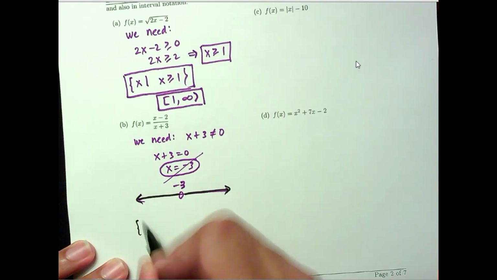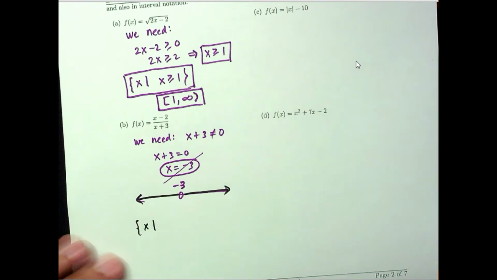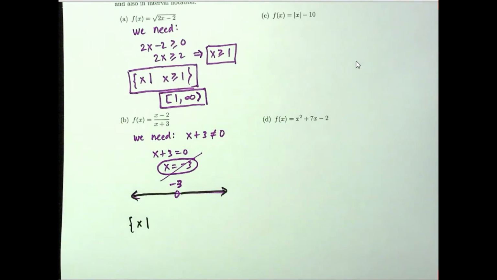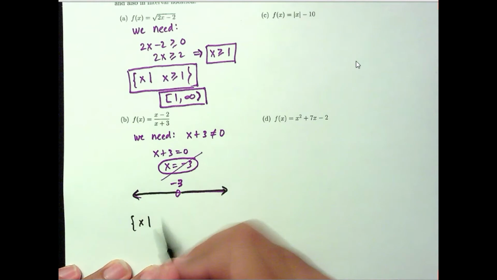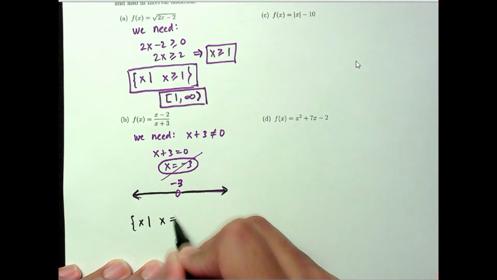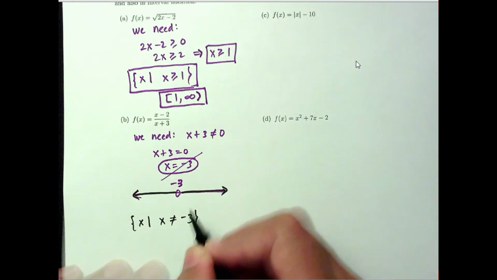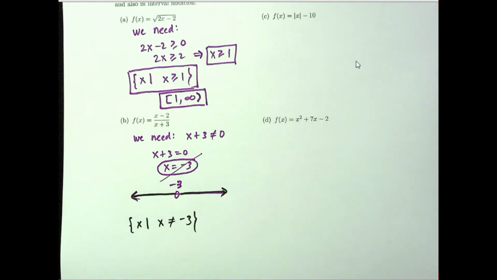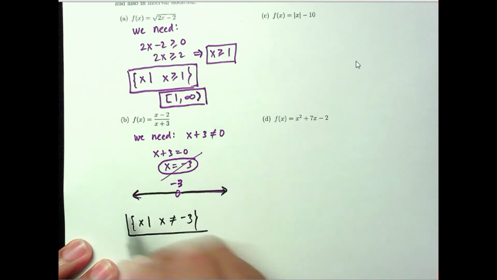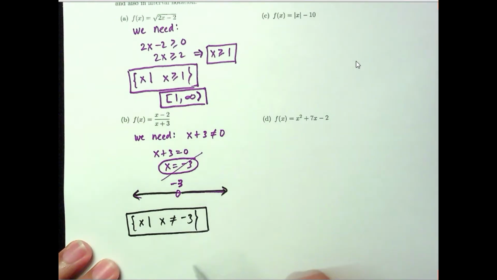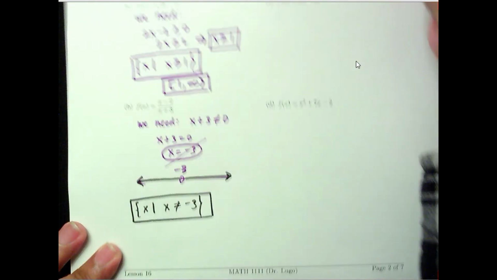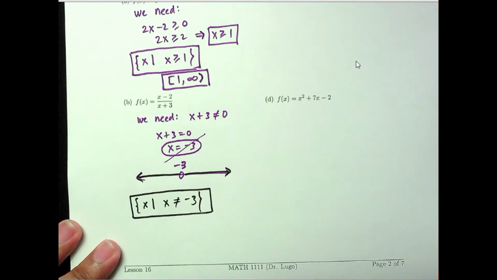Okay, now the answer. In set builder notation, you want to set up all x's such that x is a real number, which I'm not going to write, it's too long. X is a real number, and x is not negative 3. That is the answer for that.